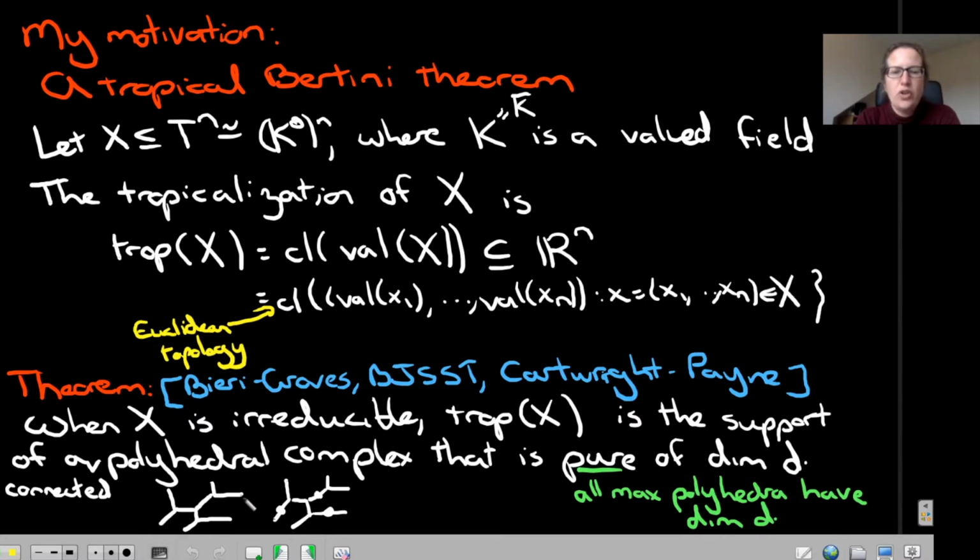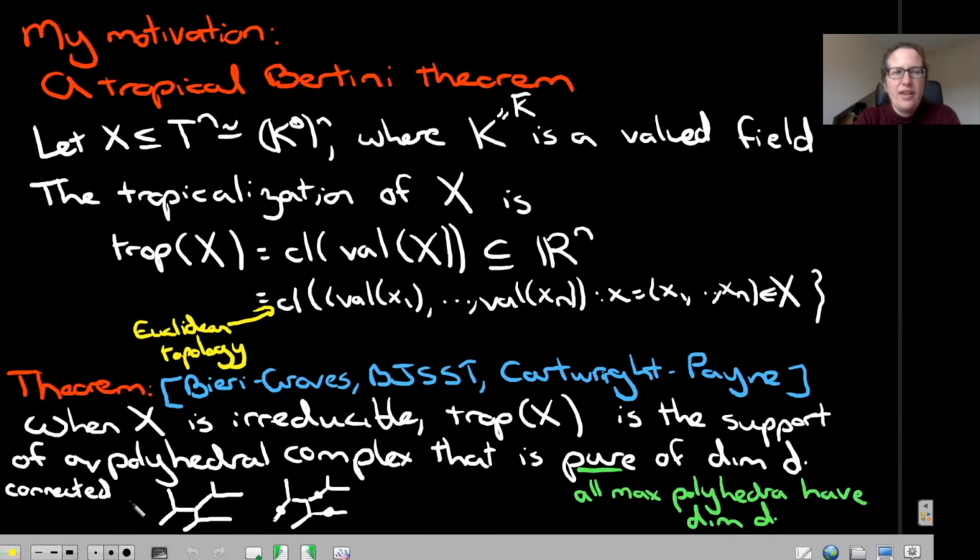By the support, I mean I only care about the points in here. So these two polyhedral complexes, where I've gone from one to the other by just subdividing, are the same. And I want it to be pure of dimension d, which means all of my maximal polyhedra have the same dimension. So these are examples of one-dimensional polyhedral complexes.